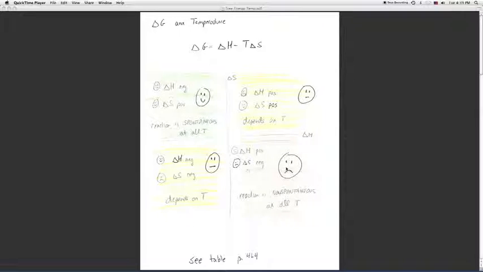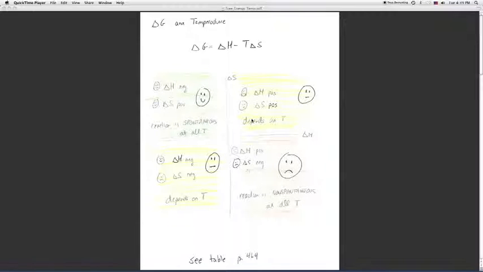Exactly opposite here with a sad face is the quadrant that would represent positive values of delta H, so endothermic reactions, combined with decreasing entropy. Those are both not good in terms of spontaneous reactions, so these kinds of reactions are non-spontaneous at all temperatures.